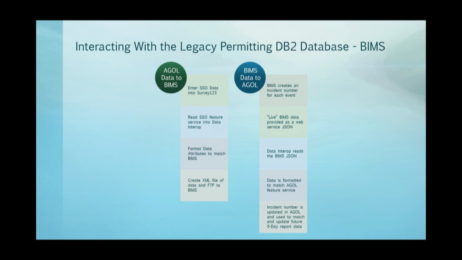So looking at the return of data back into AGOL, it's kind of a very similar process, but in reverse. So we start with a live look at the Bims data through a web service. In this case, it's a JSON. And data interoperability can grab that JSON data, convert it, and match the attributes to what we have in AGOL, and pull that data back into AGOL once Bims is done with it.